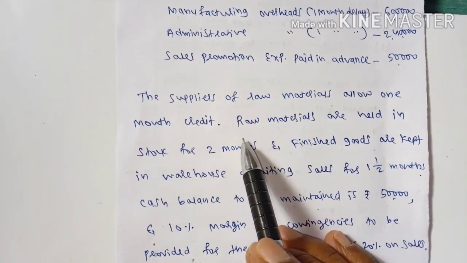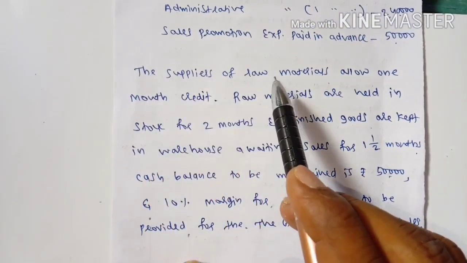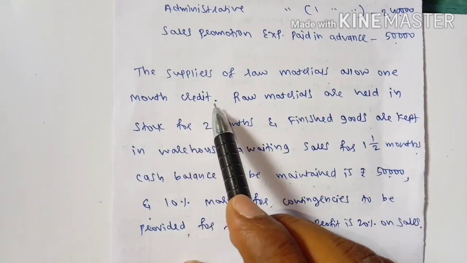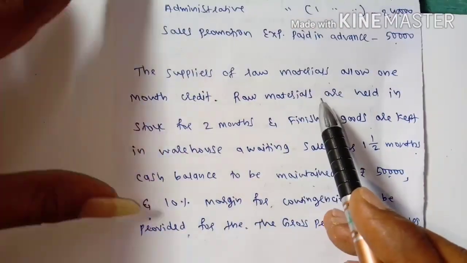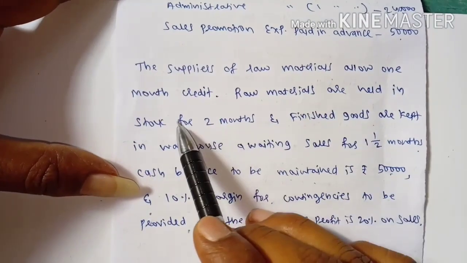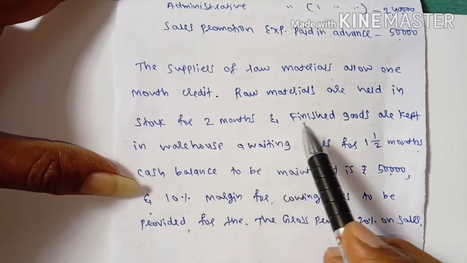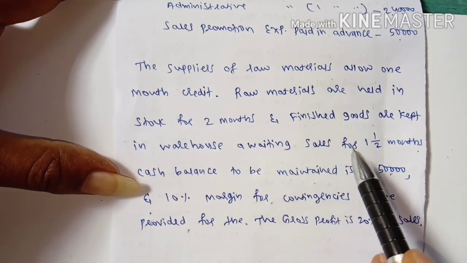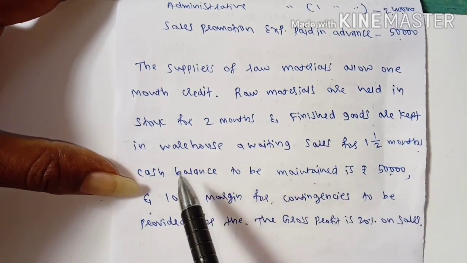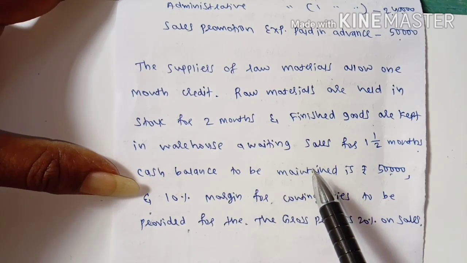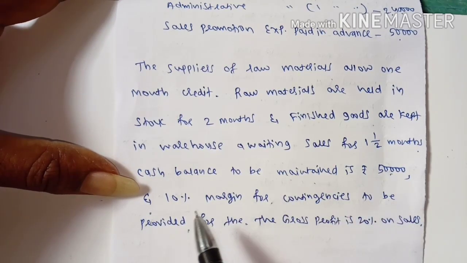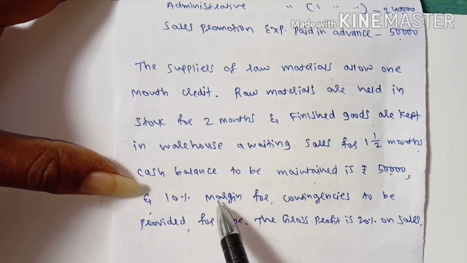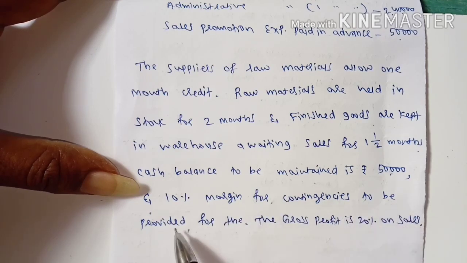Now the suppliers of raw materials allow 1 month credit. Raw materials are held in stock for 2 months and finished goods are kept in warehouse awaiting sales for 1.5 months. Cash balance to be maintained is rupees 50,000 and 10% margin for contingencies to be provided for. The gross profit is 20% on sales.